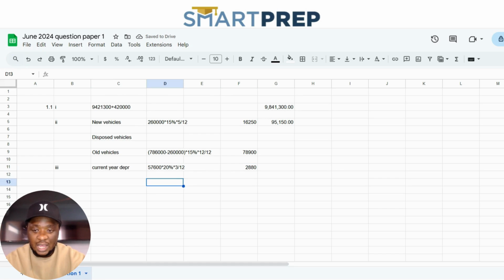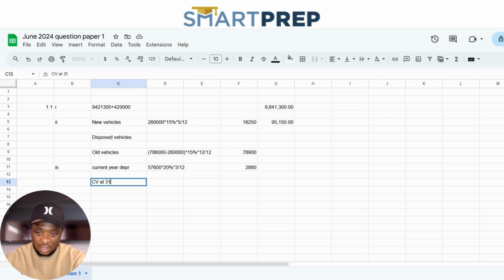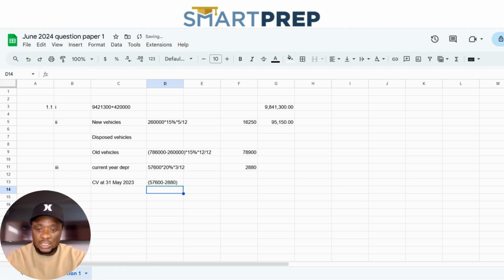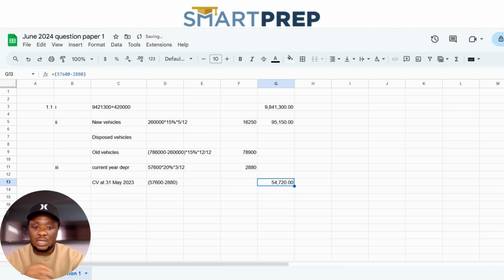2,880. And then after that, what we do is we want to find the carrying value on the 31st of May 2023, right? So the carrying value on that date will be the carrying value at the beginning of the current period minus the depreciation in the current year, and that would be 2,880. And then we will get our answer there to be 54,720. All right, cool. So I hope that makes sense for everyone. And from now, we're going to move into the next question, which is 1.2.